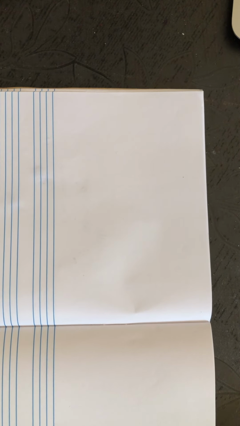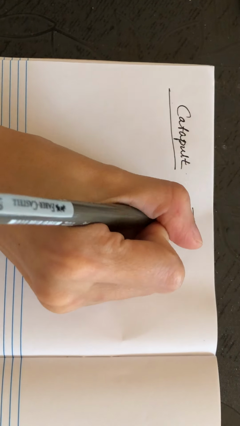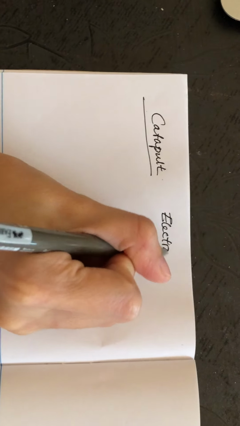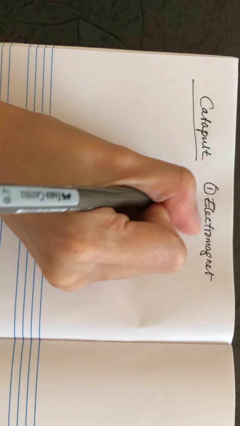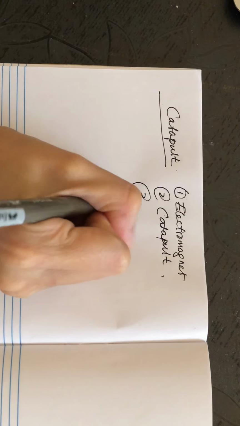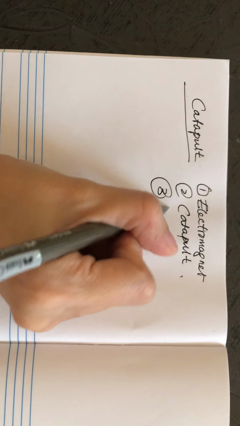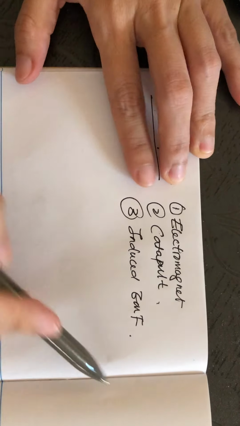Okay, class, now we can come to the third part. We call it catapult. If you refer to your textbook or reference book, the arrangement is that first comes electromagnet, which is a temporary magnet when current flows through a conductor. The second part in your textbook is catapult, and the third part is induced EMF. That is the arrangement.